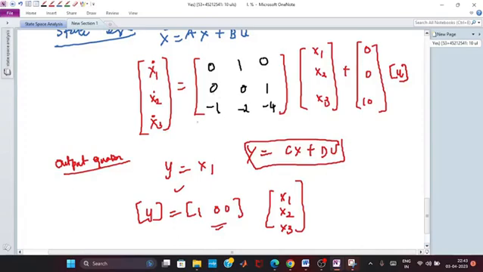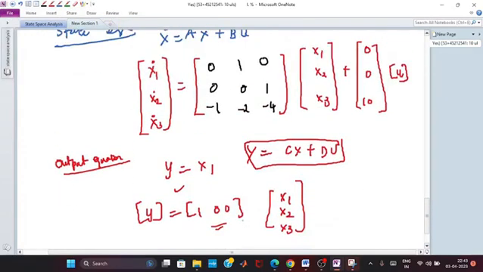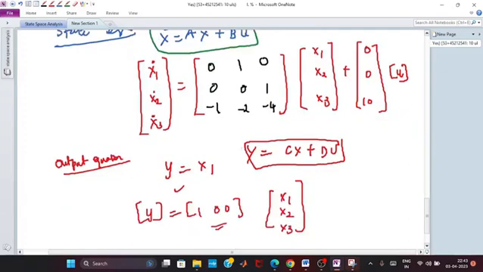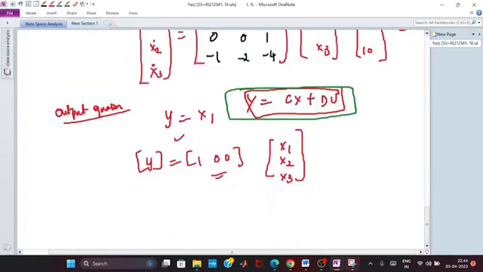And see here, in some problems they will ask you to find the value of A, the value of B, the value of C. So we must be aware of both the state equation and the output equation. The state equation is always in the form x dash equals Ax plus Bu. Similarly, the output equation is always in the form y equals Cx plus Du. In the same manner as the previous problem, we can do it. So this is the solution of this particular problem.